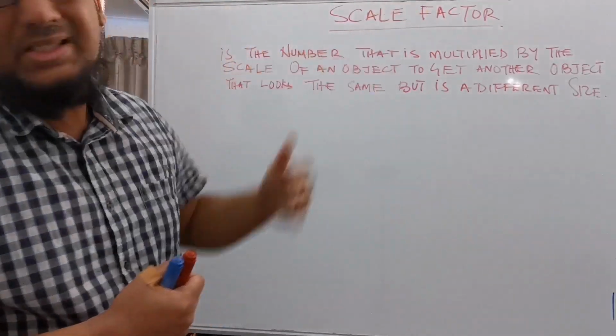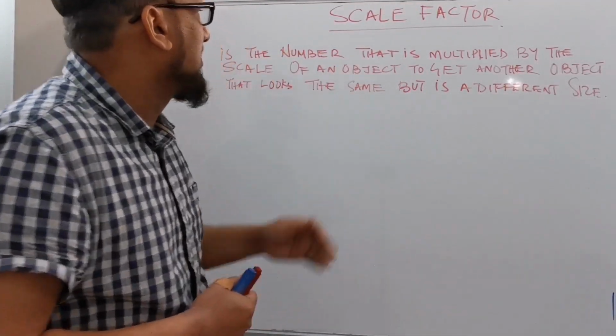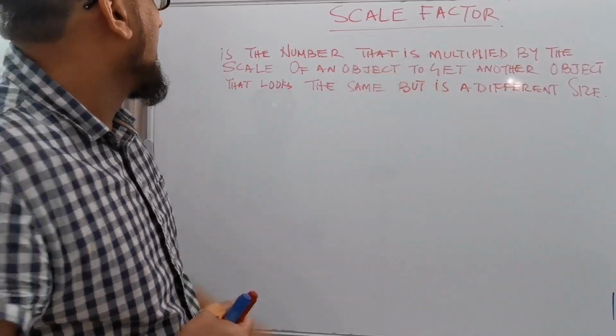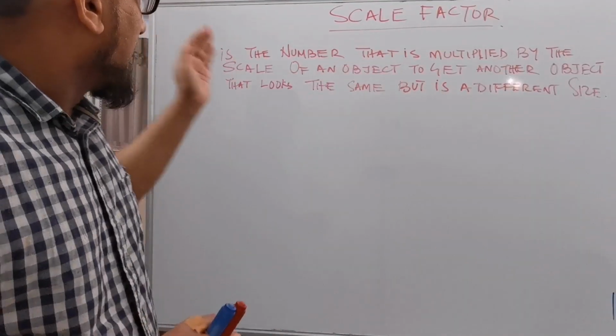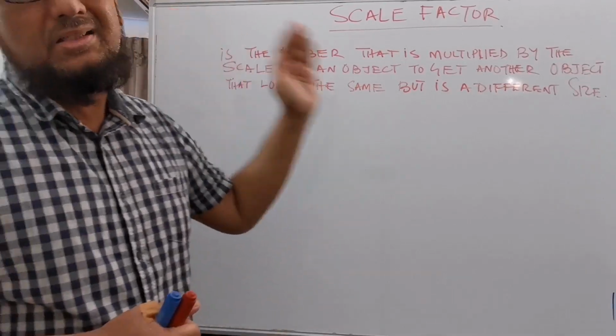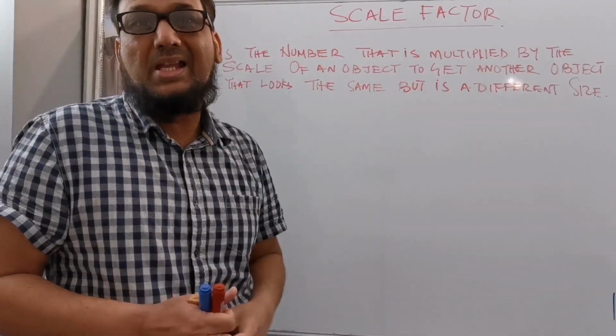So what is a scale factor? A scale factor is a number that is multiplied by the scale of an object to get another object that looks the same but in a different size. So this is called a scale factor.